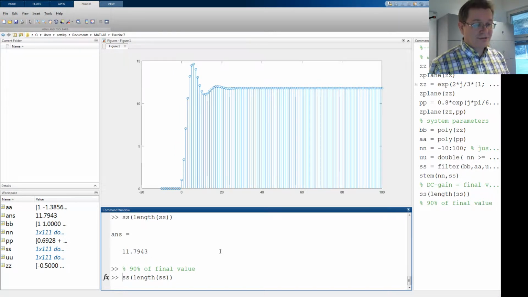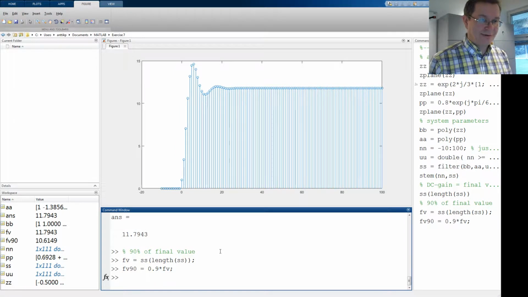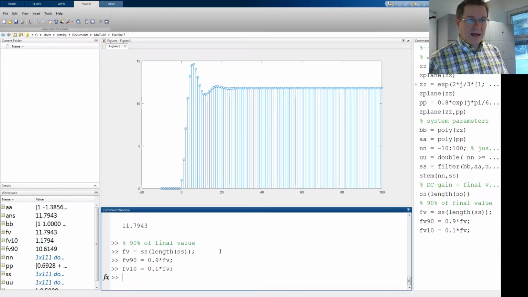Let me first, if v equals that one, that's the final value, and then we have fv90, 0.9 times fv. That's the 90% rise time value. Okay, and then we also have fv10, which is just 10% of the final value. There we go. And basically now we can plot those lines here. I just do this one guesstimating from graph.